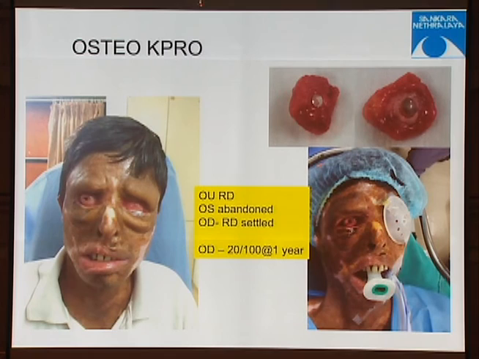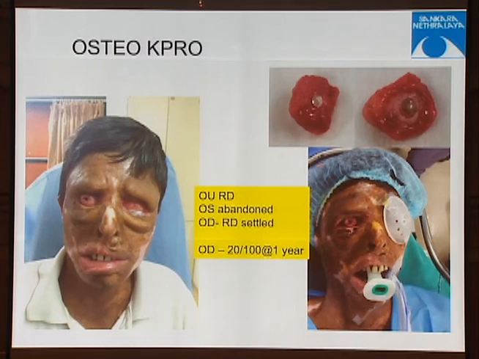He was able to see a little bit with an added correction of around 20 diopters, and hence we decided to offer the osteokeratoprosthesis for him because we had an issue with his tooth not being healthy enough for us to use for the OOKP. He's about a year now. He's maintaining 20/100 in his only eye.